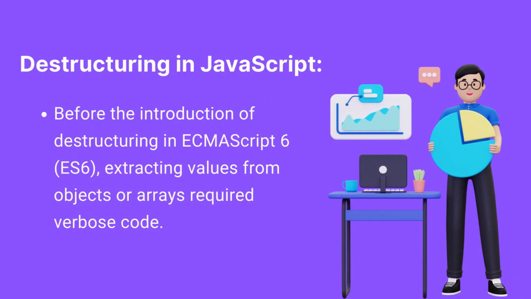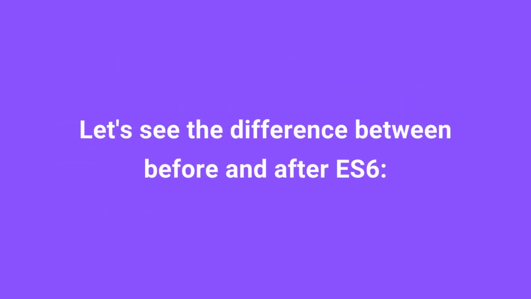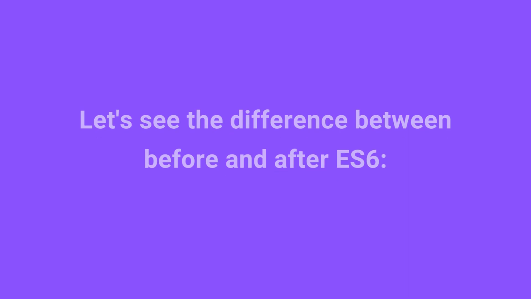In ES6, destructuring provides a concise and convenient way to extract values from complex data structures like objects and arrays by enabling the assignment of individual values to variables through a pattern-matching syntax. This simplifies the process of accessing and using specific data elements, reducing the need for lengthy and repetitive code that was previously necessary for value extraction. Let's see the difference between before and after ES6.